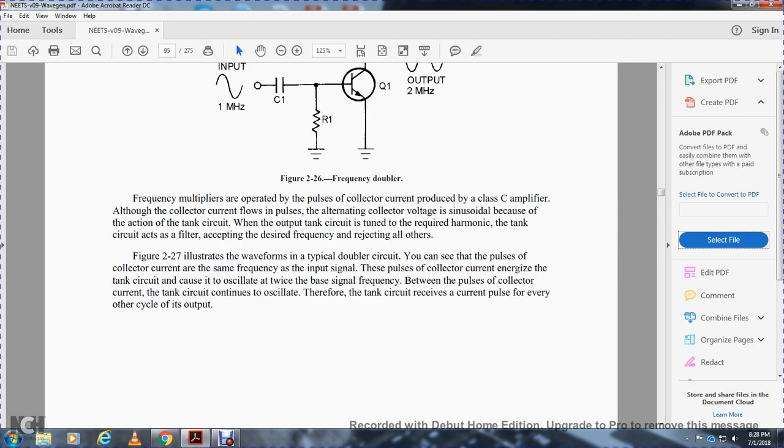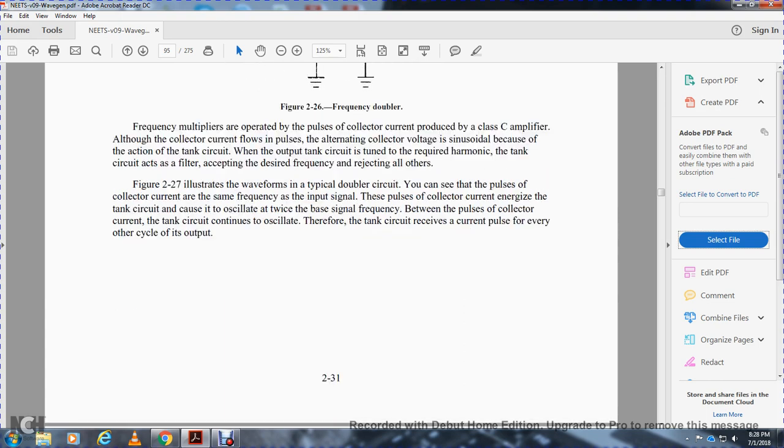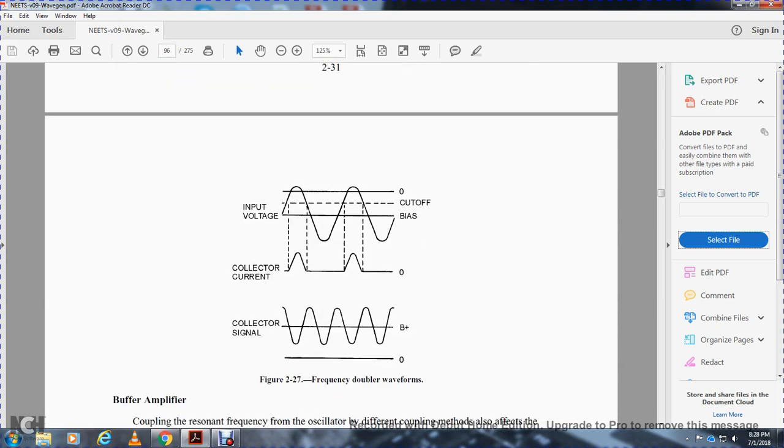Figure 227 illustrates the waveforms in a typical doubler circuit. You can also see the pulses of collector current, at the same frequency as the input circuit, energize the tank circuit, causing it to oscillate at twice the base signal frequency between the pulses of collector current. The tank circuit continues to oscillate, so it receives a current pulse for every other cycle of its output. Input voltage, cutoff bias, collector current, and collector signal.